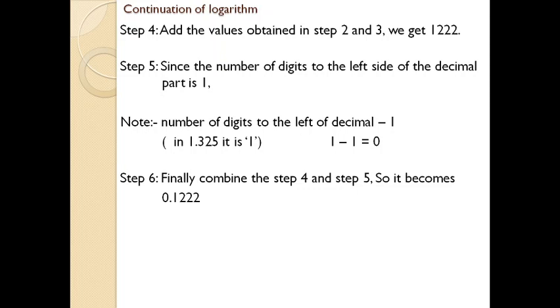Likewise, you need to study how to find the anti-log of a certain number. If you are thorough with how to find the log of a certain number, it will be quite easy to find the anti-log of a certain number. We will discuss in detail how to find the anti-log in the next session.